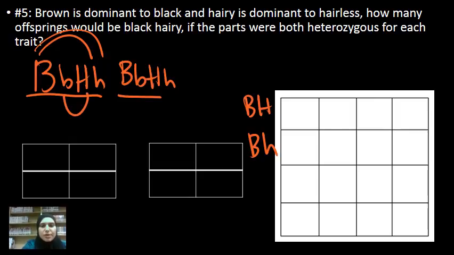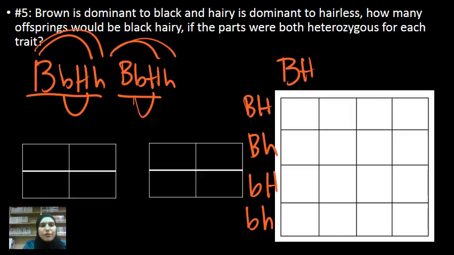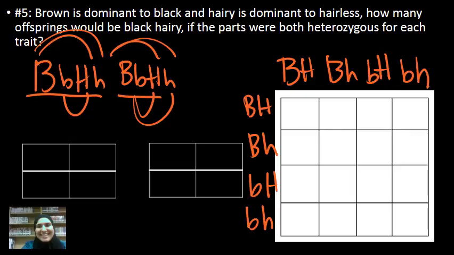And then now I go to the lowercase b, lowercase capital, lowercase, lowercase. And then it's going to happen to be the same thing on the top. Again, draw your FOIL. And then we would fill in our Punnett square.